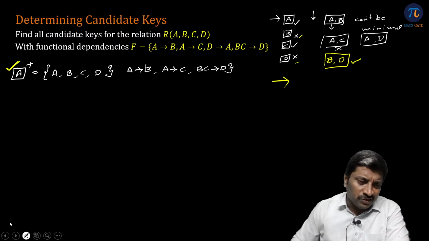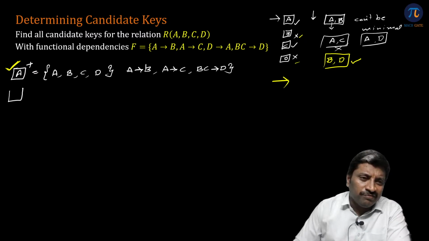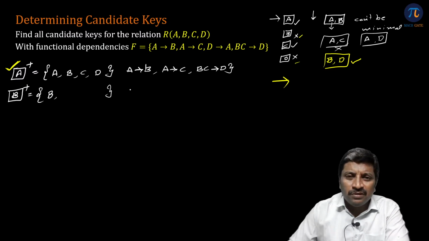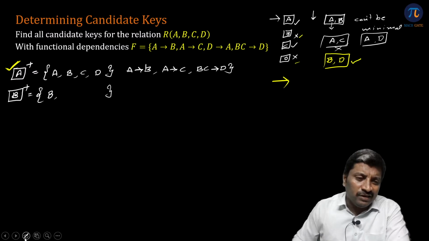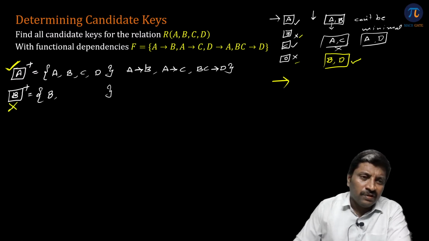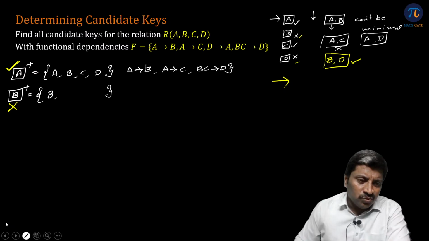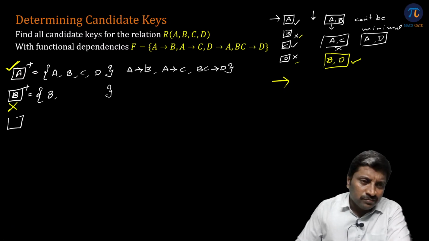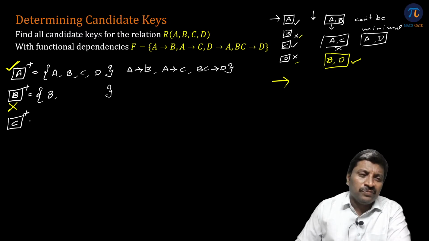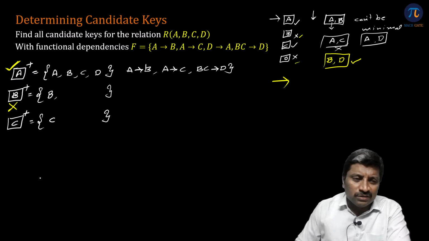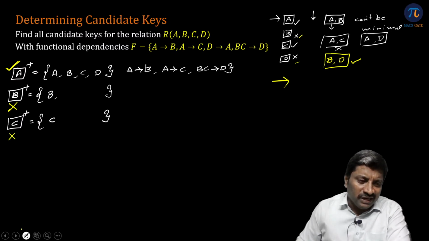Let us verify the remaining also. What is the second possibility I need to verify? B. With B, I will get B. Anything else? Only with B, I cannot get anything, sir. So that means it cannot be a candidate key. So let us go to the third option. C. With C, I can get C. Anything else? No, sir. So C on its own cannot be a candidate key. What about the next attribute, sir?